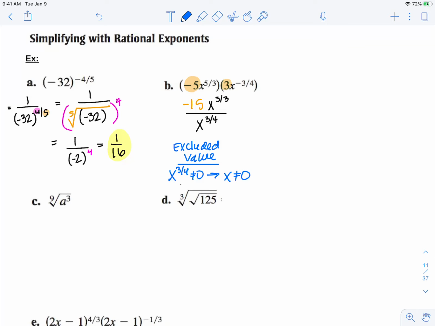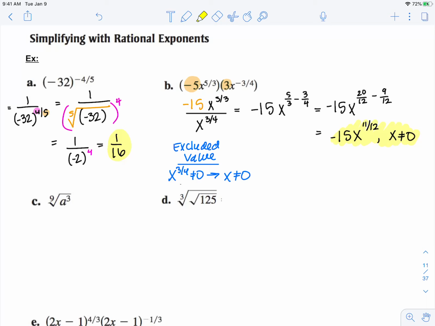So now what I can do is simplify using the same properties of exponents we used when they were whole numbers. So I still have my negative 15, but now it's going to be x to the 5/3 minus 3/4. How do we subtract fractions? We get common denominators. So that's x to the 20 over 12 minus 9 over 12. So it's negative 15 x to the 11 over 12, but we also know that x cannot equal 0, that excluded value.